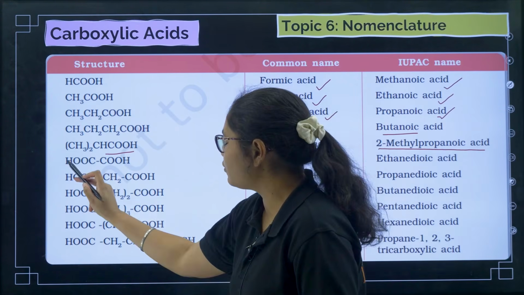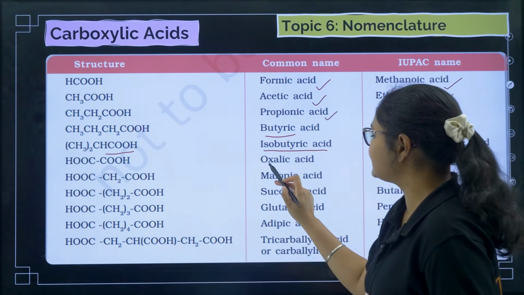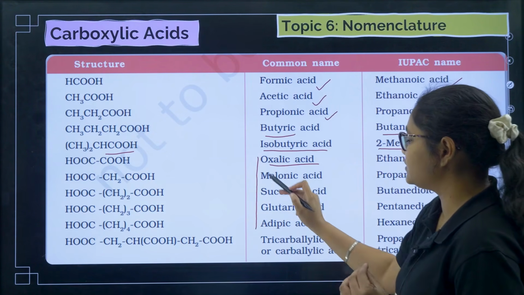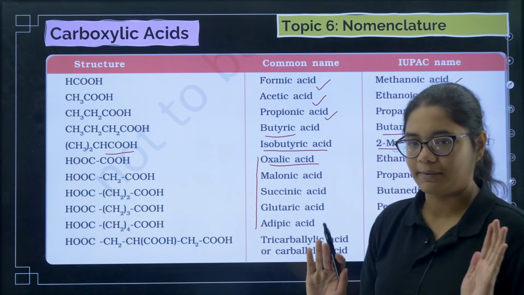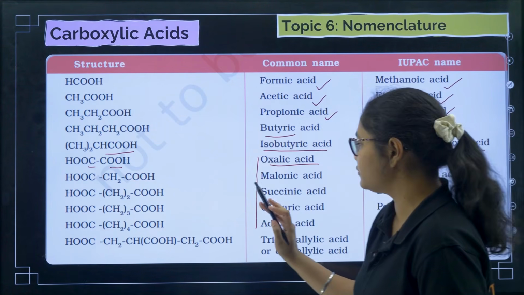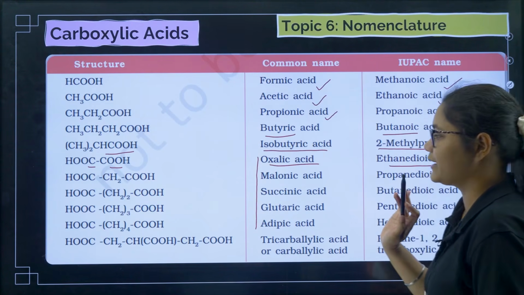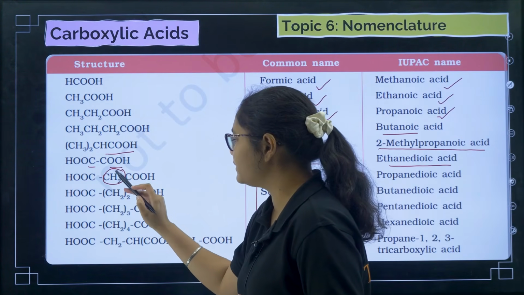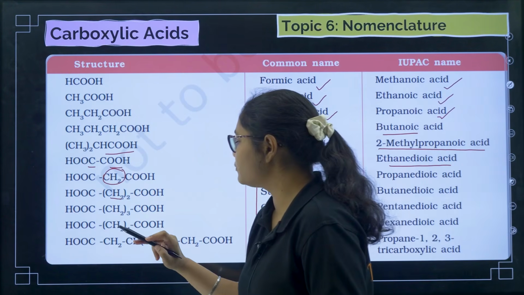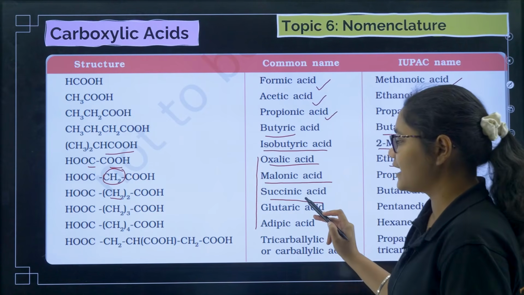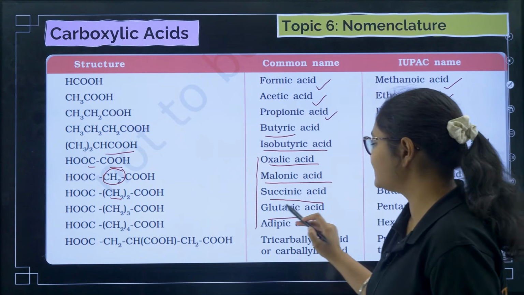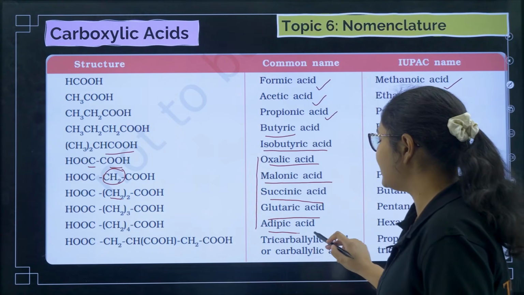Now if you have COOH, COOH, this is your oxalic acid. This is very important, you should remember OMSGA. What does it tell you? If there are 2 COOH groups, that is called oxalic acid or ethane dioic acid. If there is one CH2 group in between, then it is called malonic acid. If there are 2 CH2 groups in between, then it is called succinic acid. If there are 3 CH2 groups, then it is called glutaric acid, and if there are 4, then it is called adipic acid.